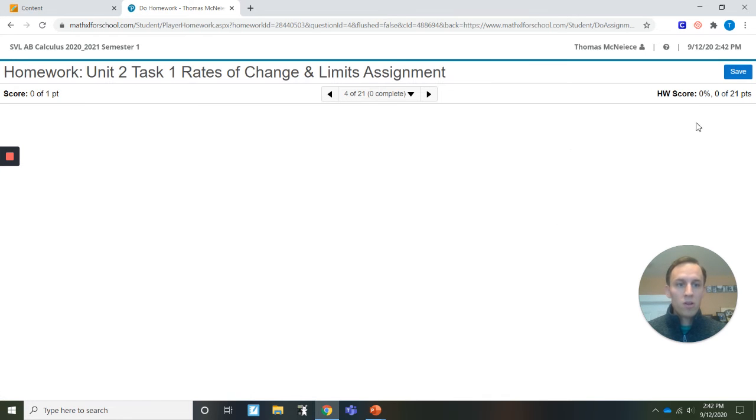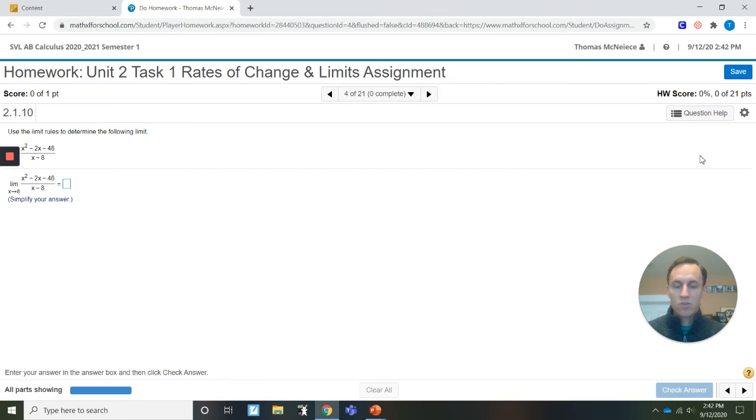Up in the corner here, once this loads, you're going to see some help features. The first thing it says is, use the limit rules to determine the following limit. And there are some options down below about what we're working with. Looks like the limit as x approaches 8. So you're thinking, okay, maybe we could just plug 8 into that. But, oh no, if I plug in 8, I get 0 in the denominator. We all know zeros in the denominator are a problem. So, not sure how to deal with that. Let's look at an example.